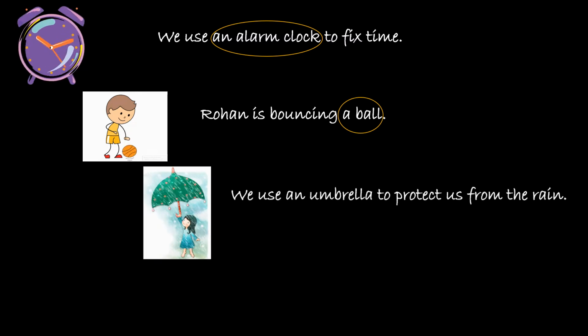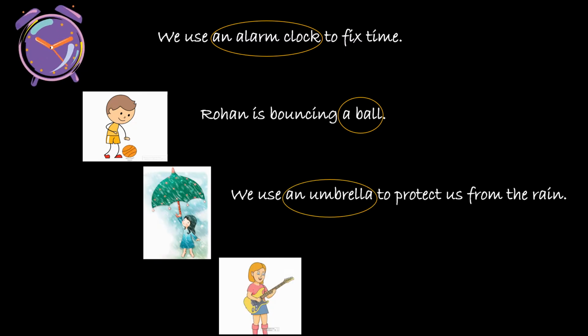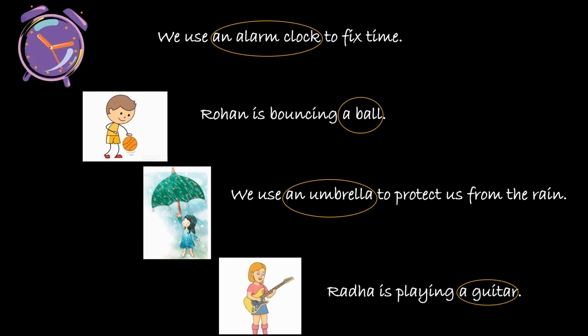We use an alarm clock to fix time. Rohan is bouncing a ball. We use an umbrella to protect us from the rain. Radha is playing a guitar. Students, did you notice some of the words have a before them and some of them have an before them? Do you know why? Okay, let's find out.